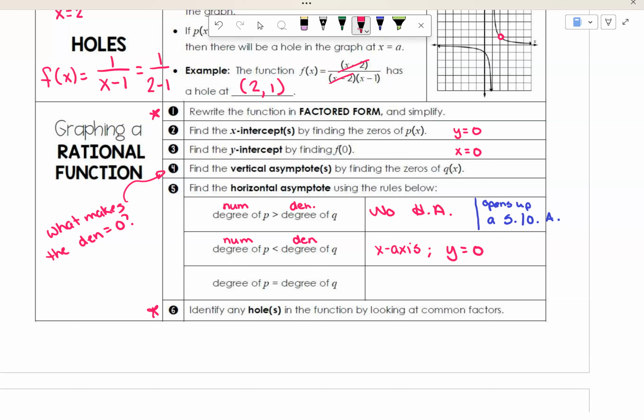Now, if they're equal to each other, so if the degree on top is equal to the degree on the bottom, then it is the leading coefficient of p of x over the leading coefficient of q of x. So basically, it's the leading coefficient of the top over the leading coefficient of the bottom. Okay? So we're going to use some of these steps and then just try to work out a basic problem.